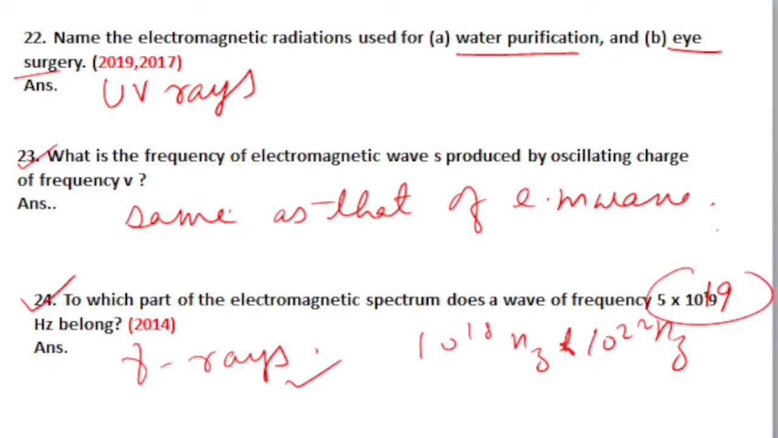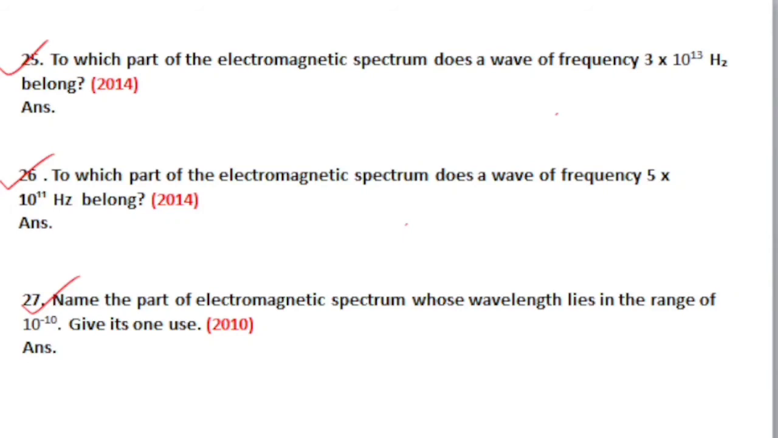Next, question number 25. To which part of the electromagnetic spectrum does a frequency of 3 into 10 to the power 13 Hz belong? In which region does this frequency belong? Which part of electromagnetic spectrum is 10 to the power 13 Hz? Infrared region is the answer, right? Infrared region. You must remember the frequency range and wavelength range of the whole electromagnetic spectrum: gamma, infrared, microwave, ultraviolet, visible, everything.